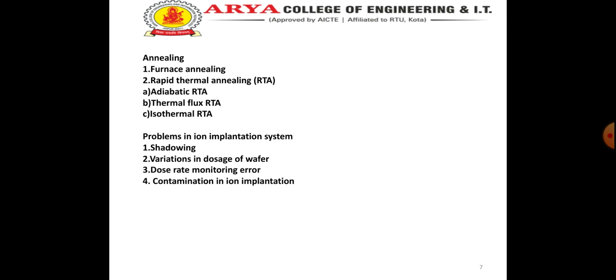Furnace annealing. If the implantation conditions are not sufficient to create an amorphous layer, then the furnace annealing is done. This process has activation energy of about 5 keV and requires a temperature of above 900 degrees centigrade to remove all defects.